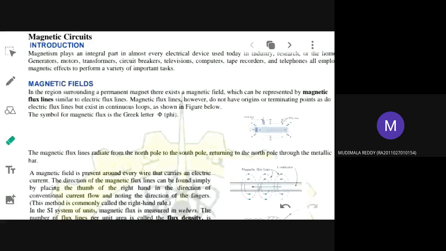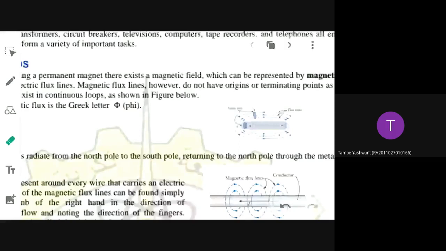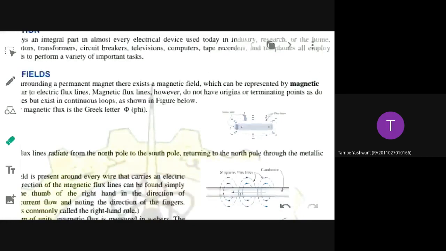All right. Next, one more important parameter you have learned: what are magnetic lines of flux? They are the field lines which create a flux around a magnet, lines that do not have an origin point or a terminating point. They continue as a loop, so those lines are called magnetic flux lines.